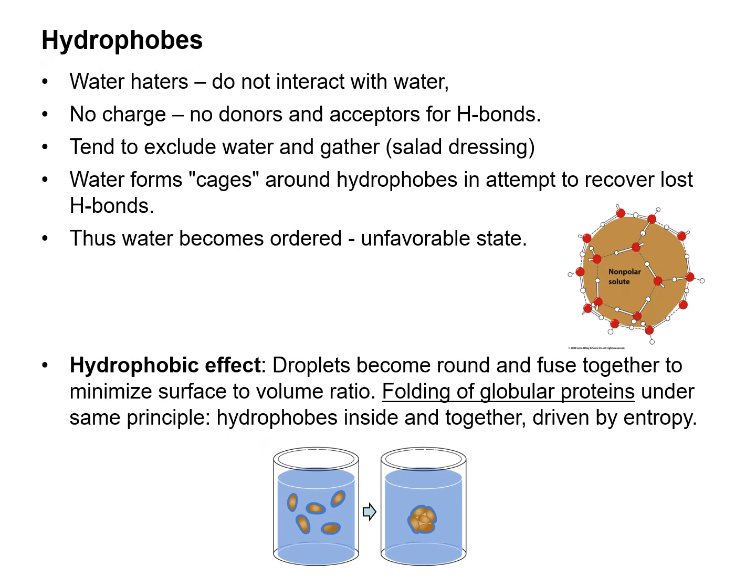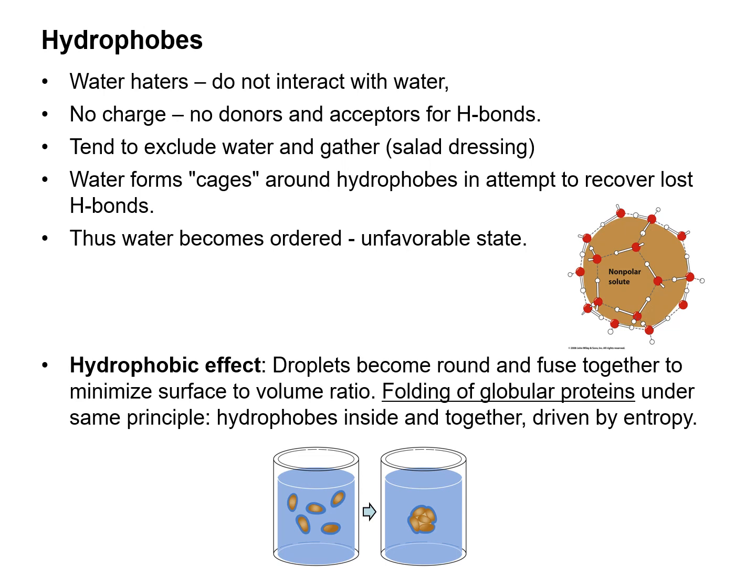Hydrophobes are the exact opposite of the hydrophiles. They are water haters, so they do not interact with water. And hydrophobes do not have charges, so they're not going to be any donors or acceptors for hydrogen bonds. And hydrophobes tend to exclude water and gather up in the presence of water, just like salad dressing. And the water forms cages, the clathrate structure, around the hydrophobes in an attempt to recover lost hydrogen bonds, like this.